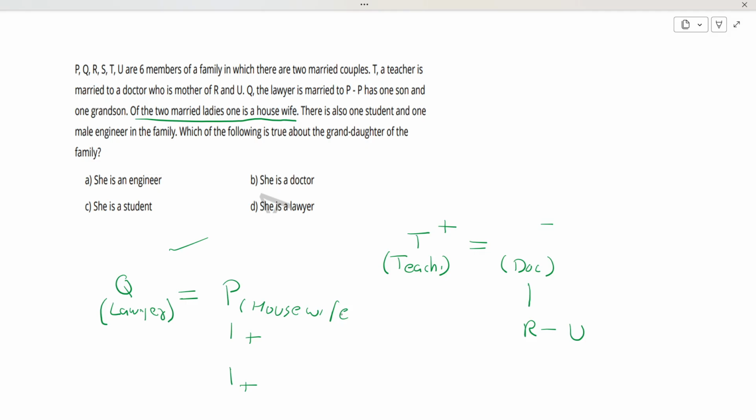Now if P is a housewife, that means the person is female, and Q is male. Now P has one son and one grandson. That means I can say T is the son, P is the mother, and Q over here is the father, who is a lawyer by profession. Okay, P is over here a housewife.